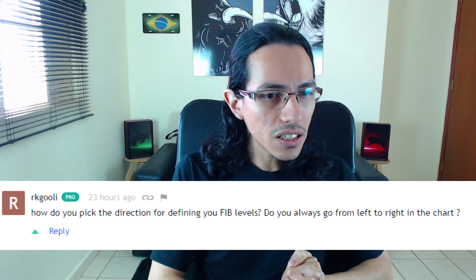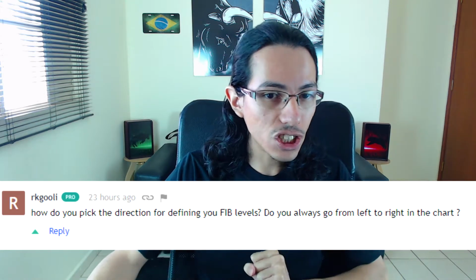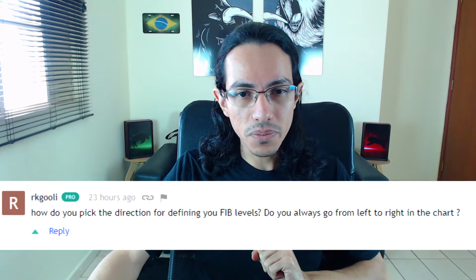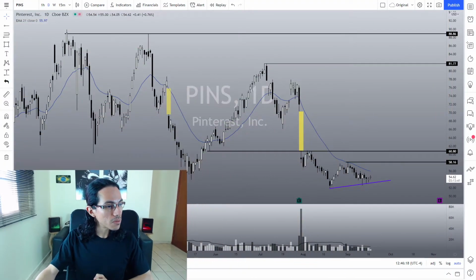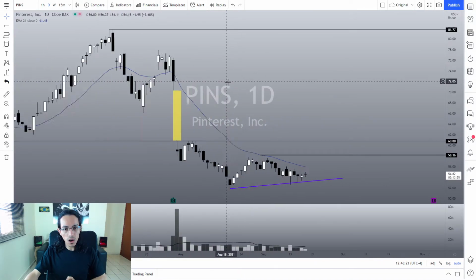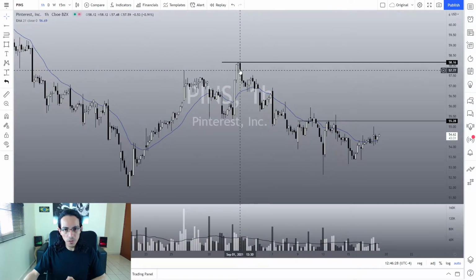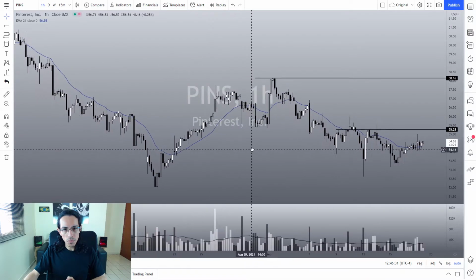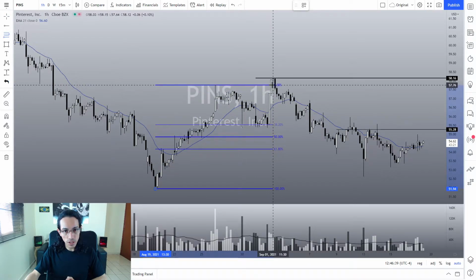Now, RK Gully, how do you pick the direction for defining your Fibonacci levels? Do you always go from left to right in the chart? Well, that's another very good question. Let's answer it using the charts, real time with you guys. Fibonacci, how do I like to use Fibonacci? For instance, if we are talking about a bull trend over here, if we don't see any reversal pattern so far, just do this, okay?